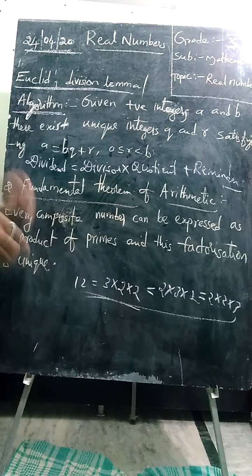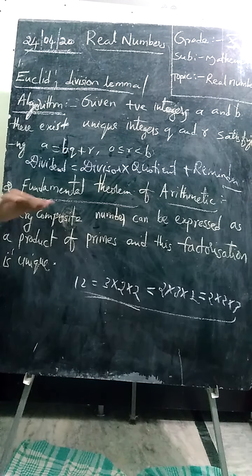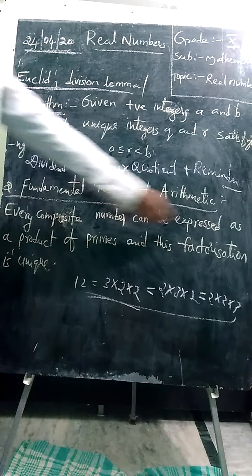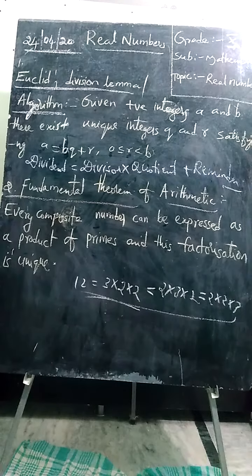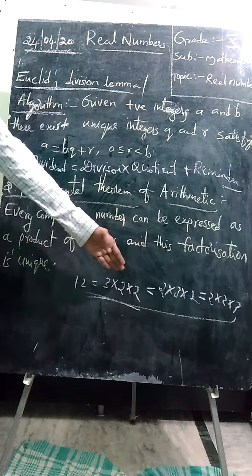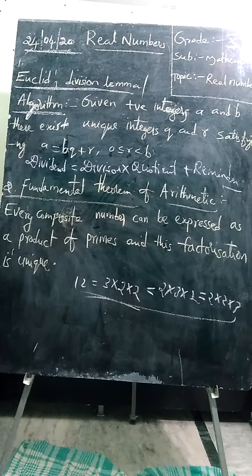Stepwise we will do. And then the fundamental theorem of arithmetic says every composite number can be expressed as a product of primes in a unique way, and this factorization will be unique. In some textbooks it may be defined like this: any composite number can be expressed as a product of primes in a unique way. The order may change, but our prime numbers never change. We can't get anything other than those which are possible. So these two are the main concepts that belong to exercises 1 and 2 of this chapter, real numbers.